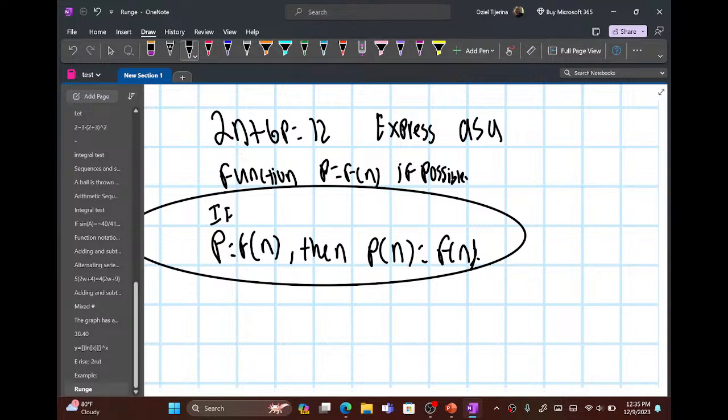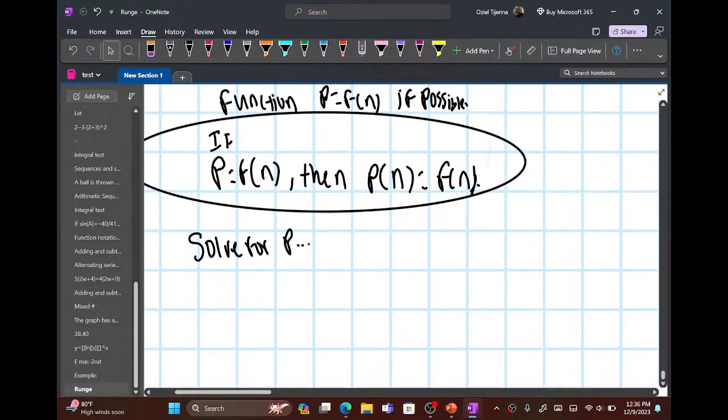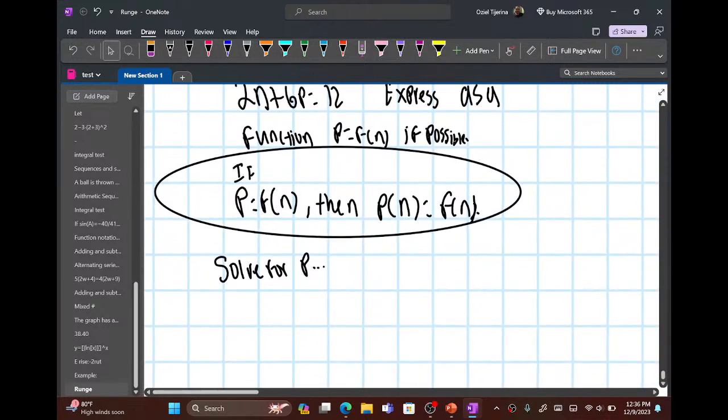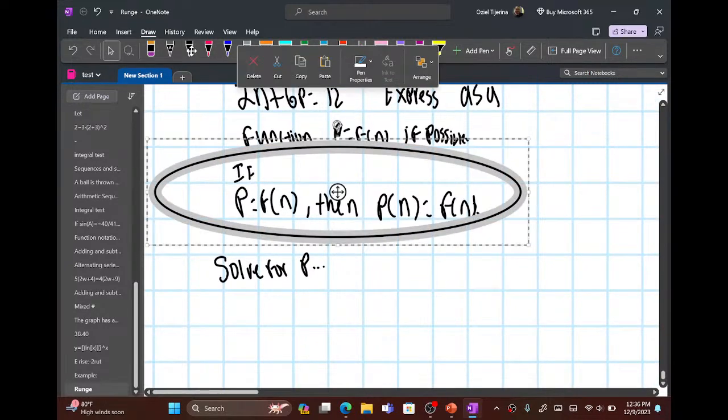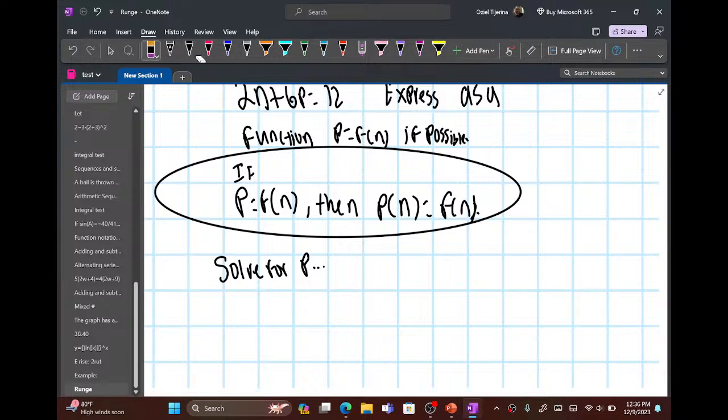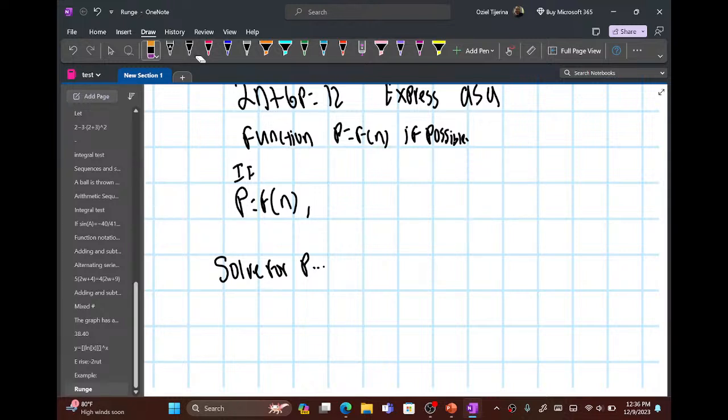Basically we need to solve for p. P of n is f of n. You don't need this actually, you put it as f of n instead. But that is true, and I really hope you guys write that down, or really make sure you understand that.